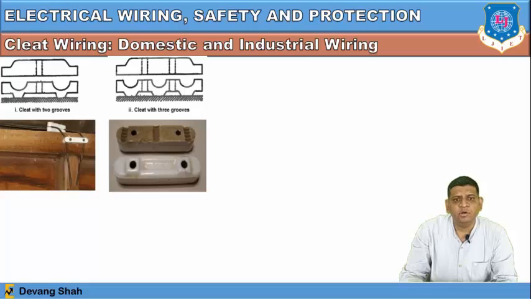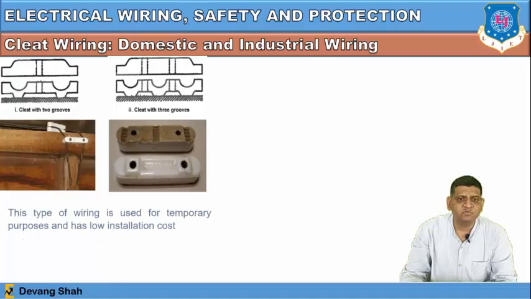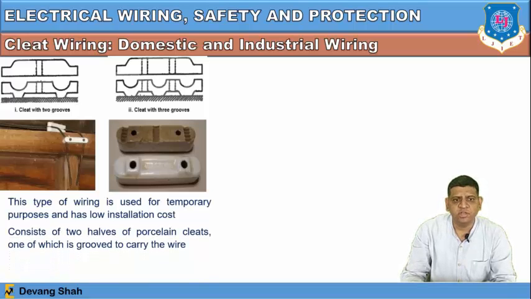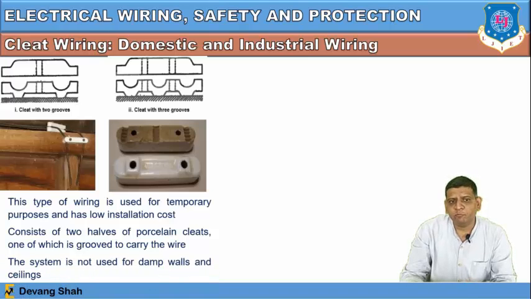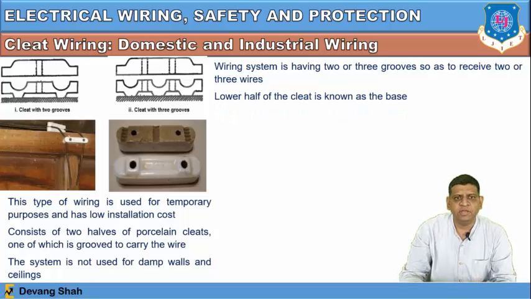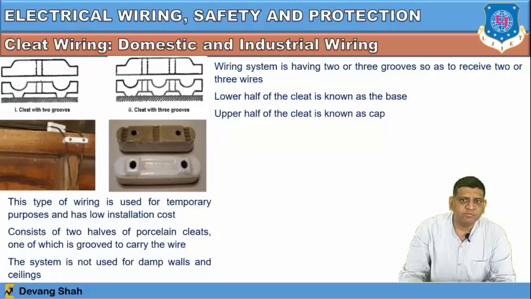Porcelain material is used for this kind of cleat wiring, and it is open to air, so this type of wiring is used for temporary purposes. It has a low installation cost. It consists of two halves of porcelain plates, one of which is grooved to carry the wire. The system is not used for damp walls and ceilings. This wiring system has two or three grooves so as to receive two or three wires. The lower half of the cleat is defined as the base and the upper half is defined as the cap.